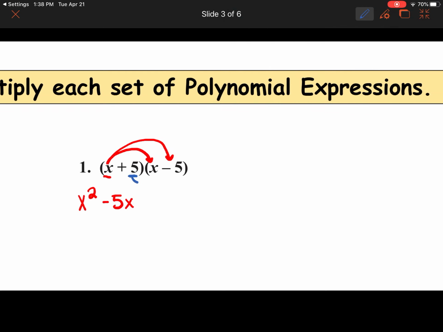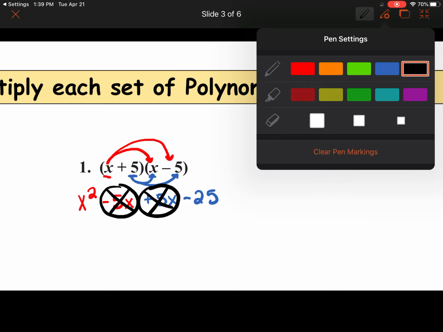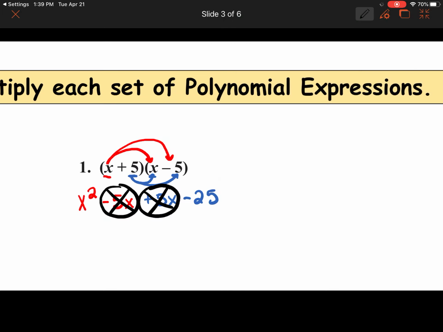And now we do the second term. 5 times x is positive 5x. 5 times negative 5 is negative 25. Clean it up. We combine our like terms. The x terms are the same. This should just be review. Negative 5x plus 5x gives me 0, so they actually cancel each other out. So my resulting answer is just x squared minus 25.